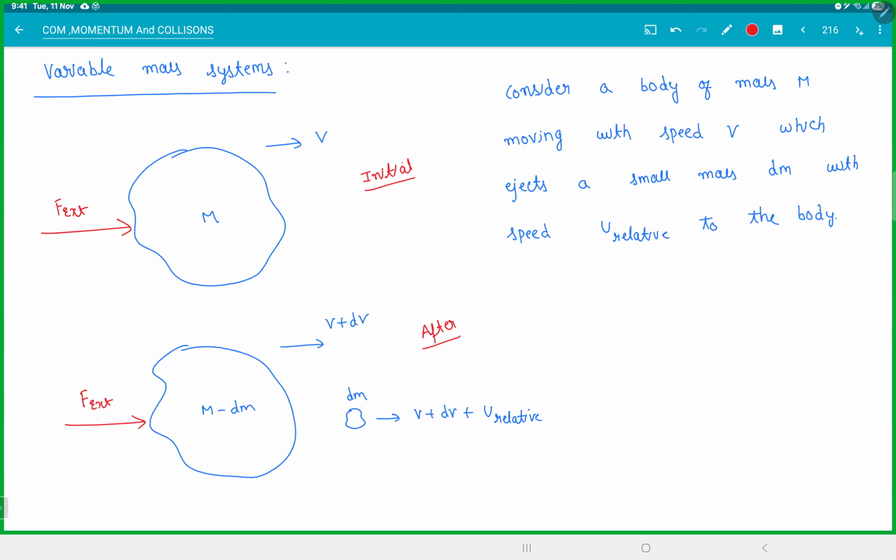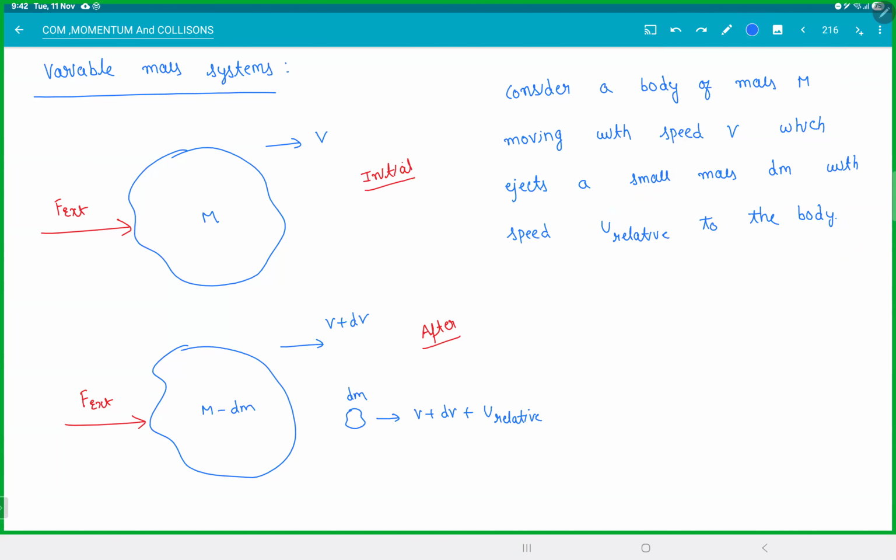Is the picture clear, everyone? So the particle is actually going out with the speed u relative to the body, but the body itself is going with the speed of v plus dv. So when the particle is thrown out, the speed of the body changes. Now, don't worry, dv can be negative or positive. The science will take care of it. If you throw it back, it will go faster. If you throw front, it will actually go slower.